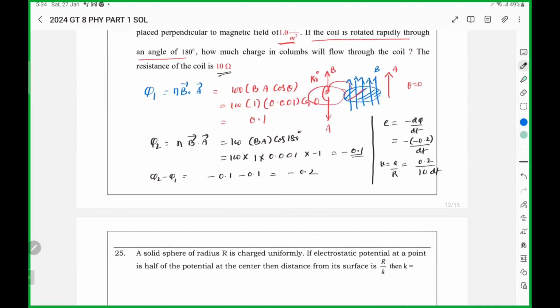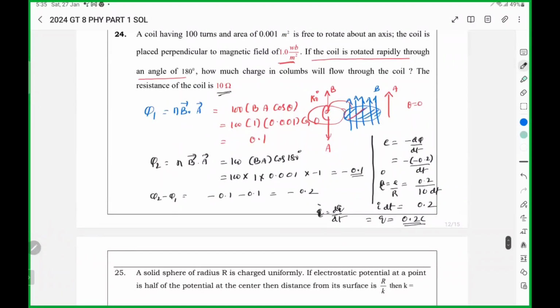This is I. So I dt will be 0.2. I dt is nothing but charge. Rate of flow of charge is current. So I dt will be Q, that is 0.2 coulombs of charge, right, will flow through the coil.